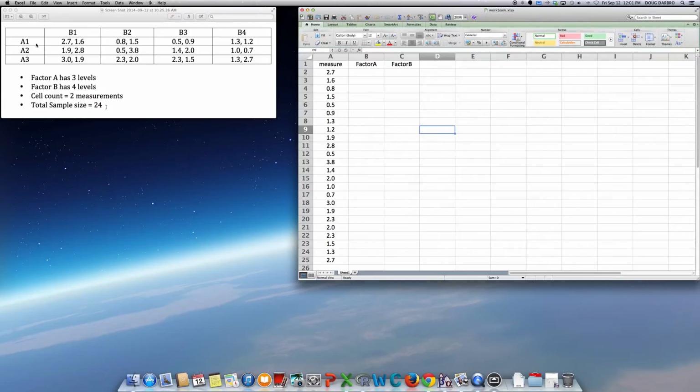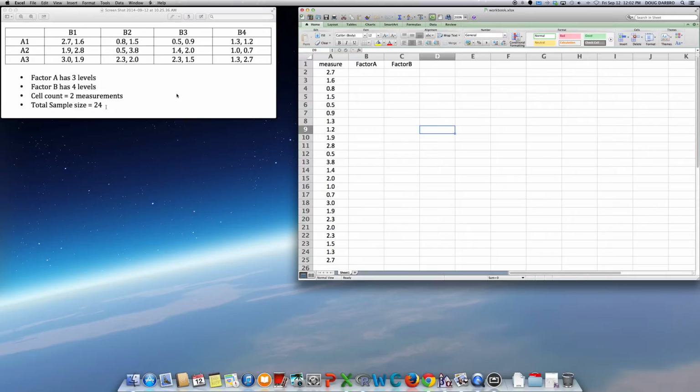So guys, typically what you do when you collect your data is you take the factors, and you can see here that we have factor A and it has 3 levels, and factor B has 4 levels. Our total cell count, 2 measurements, so we have a balanced design. Guys, I would always recommend a balanced design. A balanced design just says that your cell counts are all equal. And clearly our total sample size here would be equal to 24.